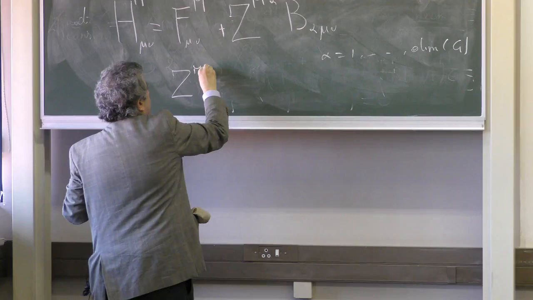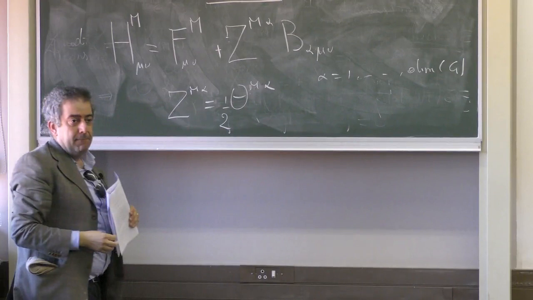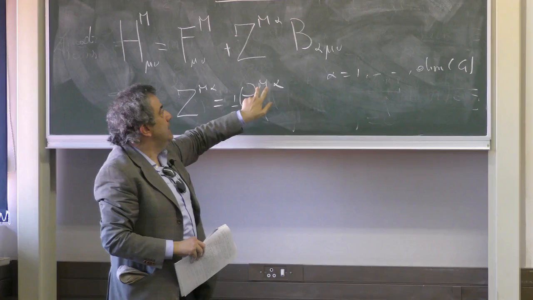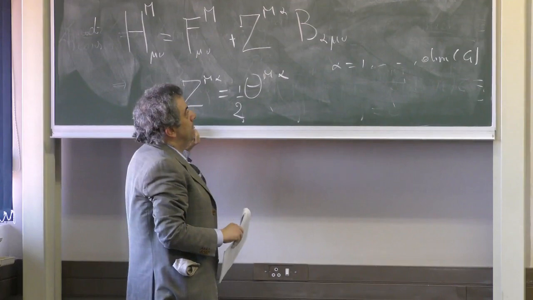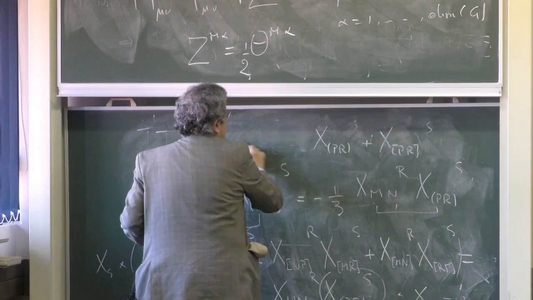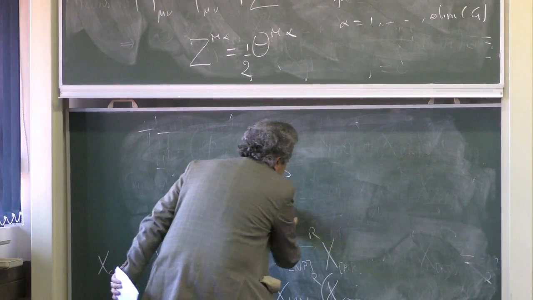1/2 theta m alpha. Okay? Z is a tensor depending on theta, linear in theta, okay? So it transforms in the same representation of theta. And you see, it intertwines between F and B in a natural way. Let's see that if we add this coupling of the field strength to the rank 2 tensors, the resulting field strengths, H, are covariant.